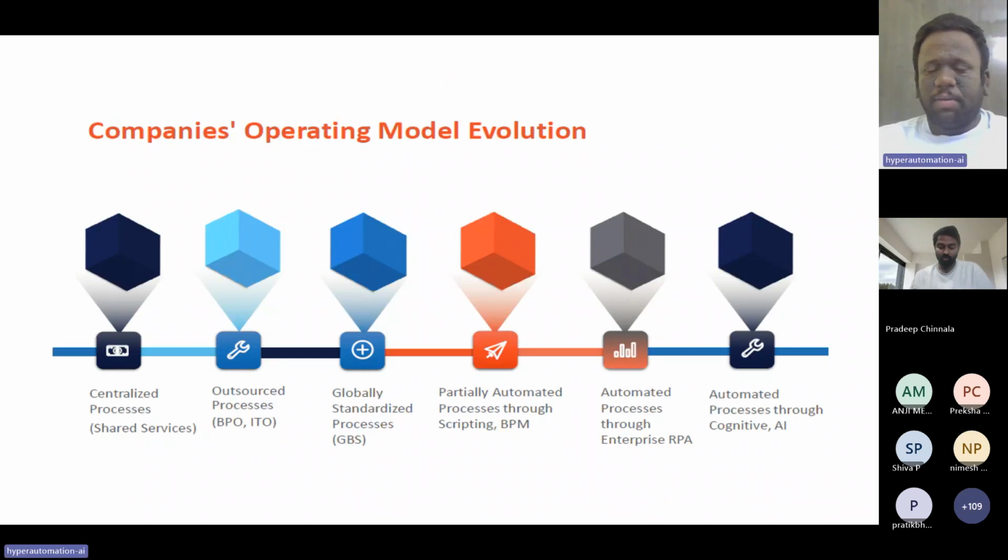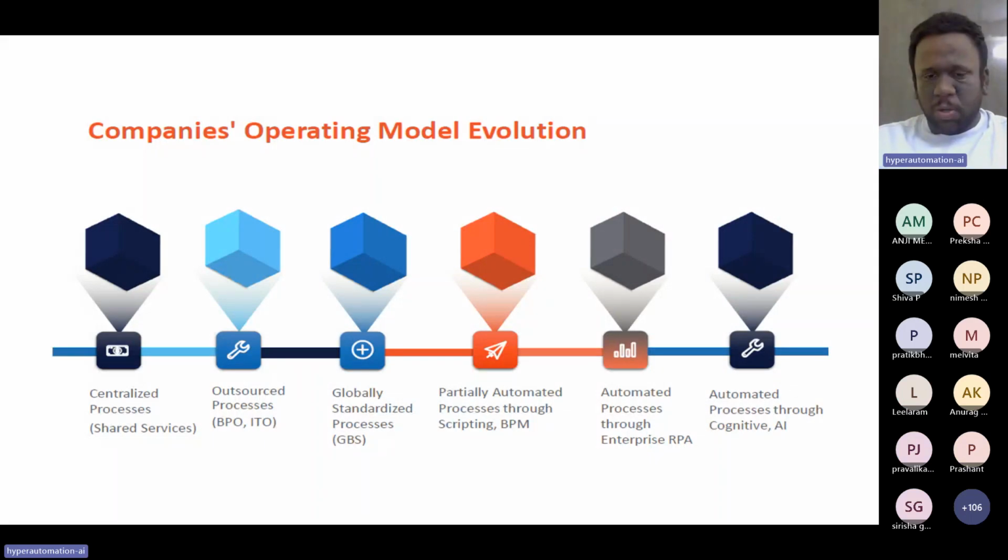Okay, fine. Before jumping in, we'll try to understand how companies used to work earlier. Earlier it was a centralized process, and to complete their work faster, they gave some pieces of work to BPOs or ITOs. That is how the BPOs came into the picture. And to speed up the process even more, they had something called a global standard process. Let's say you have a company in the UK, but people are working across the globe, sitting in India or other countries, and still making sure they deliver the process at a very high speed.